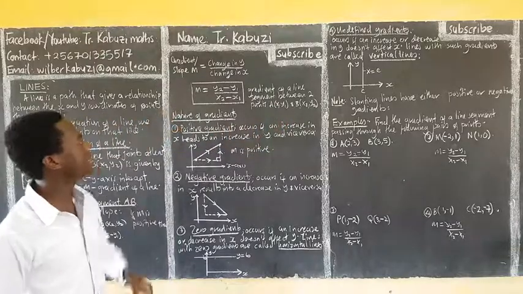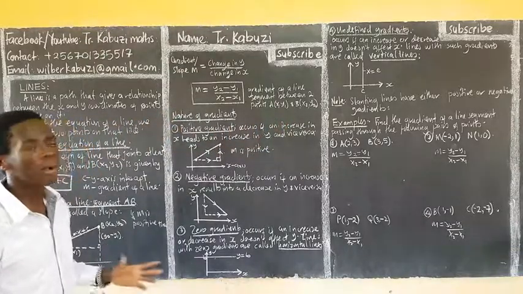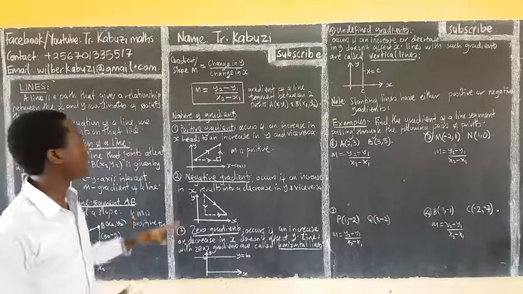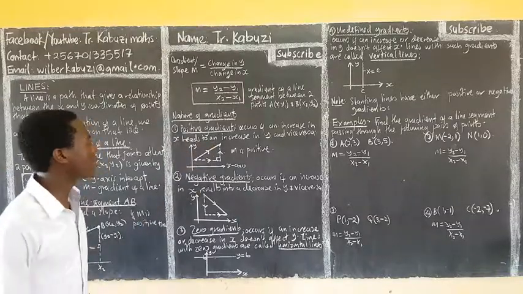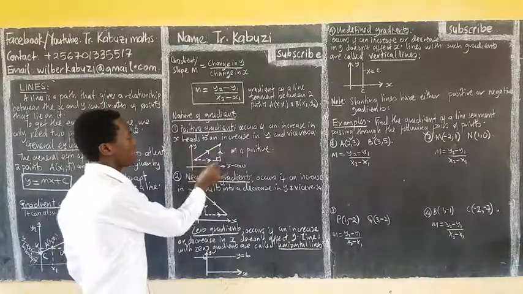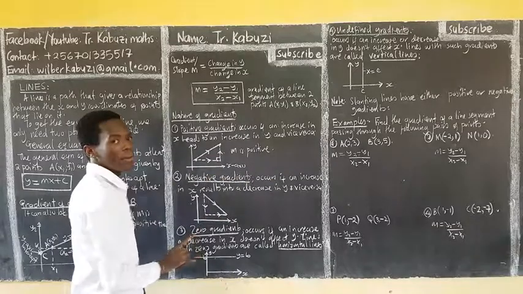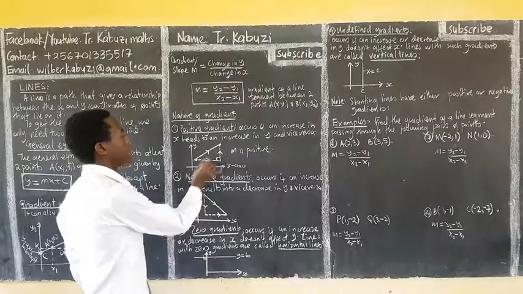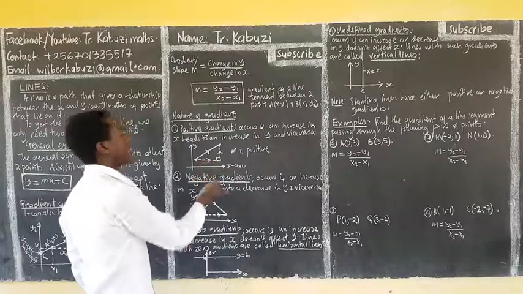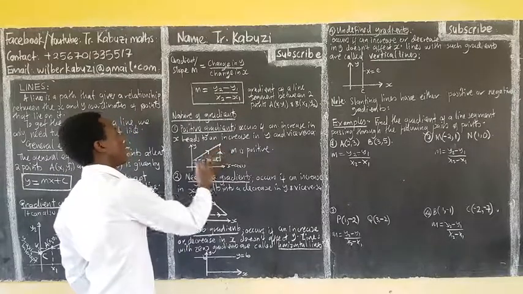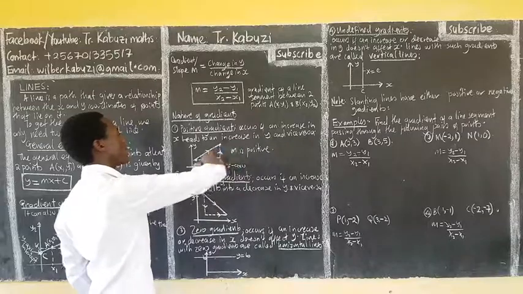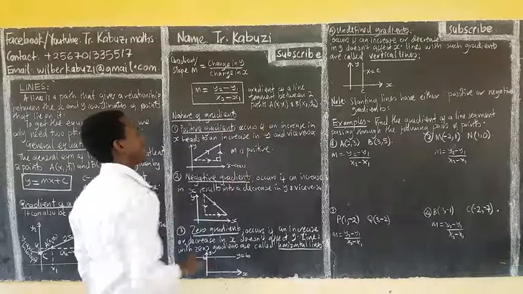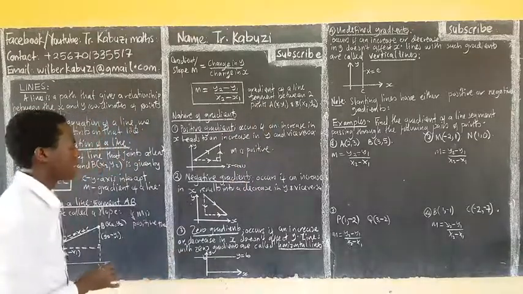So then, let's see the nature of gradients or slopes. We have the positive gradients. This occurs when, whenever we move in this direction, we are increasing x, and whenever we move up, we are increasing y. So an increase in x leads to an increase in y. So the gradient is always positive. Whenever I see the line is going like this, there we have a positive gradient.